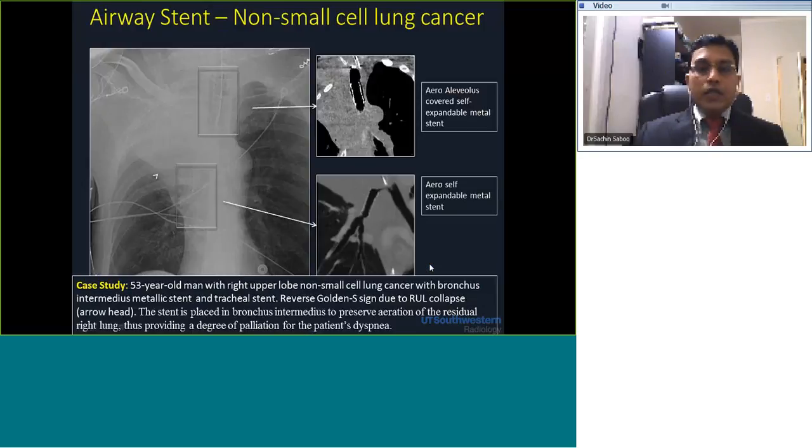Another application of an airway stent is in this patient with right upper lobe non-small cell lung cancer causing the golden S sign from the central obstructing tumor. We can see there is a stent in the trachea and in the bronchus intermedius. And the stent in the bronchus intermedius is placed for aeration of the right middle and lower lobe lung parenchyma.